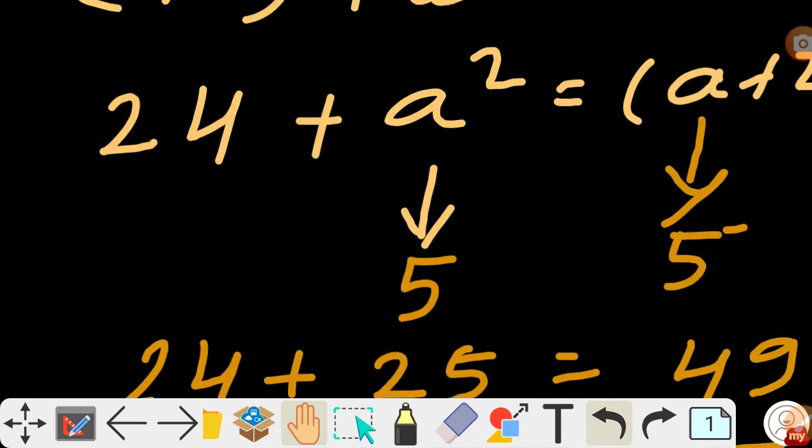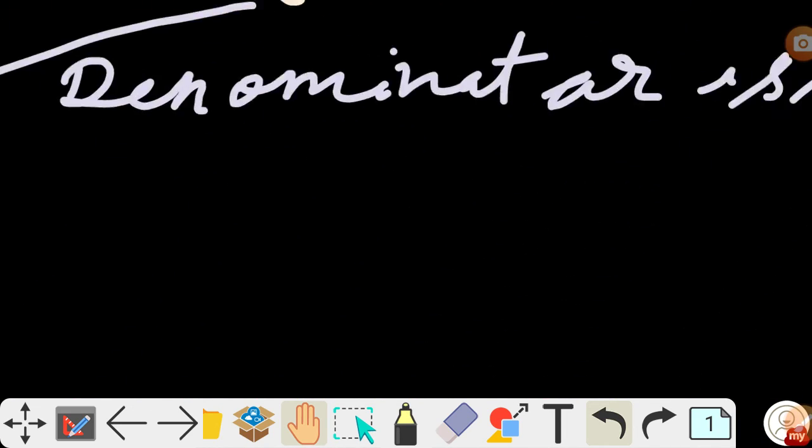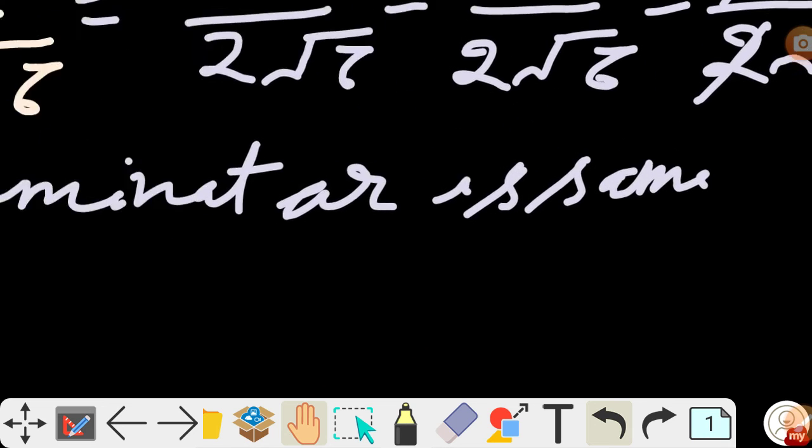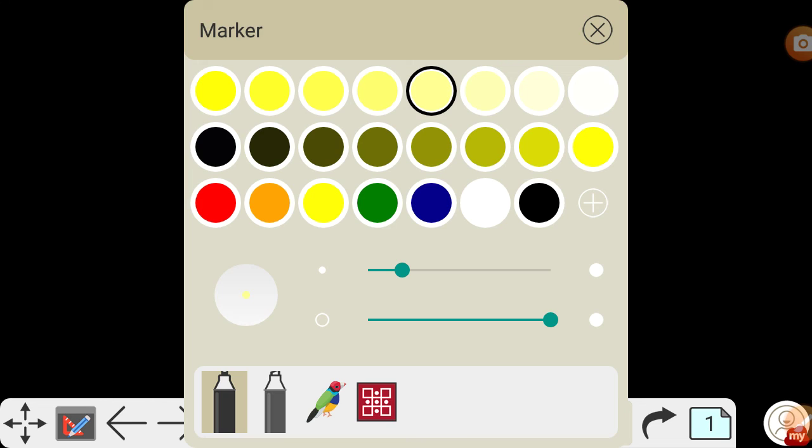So please note down this one. The next question we have here, in a triangle, is similar to the previous question.